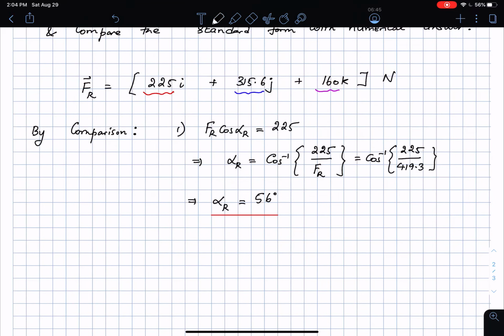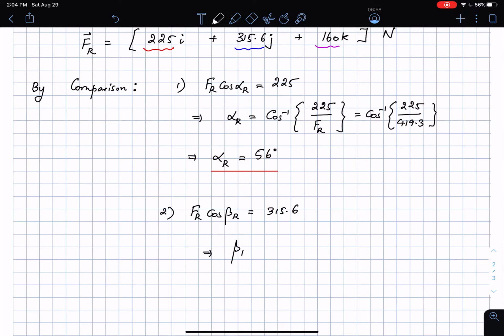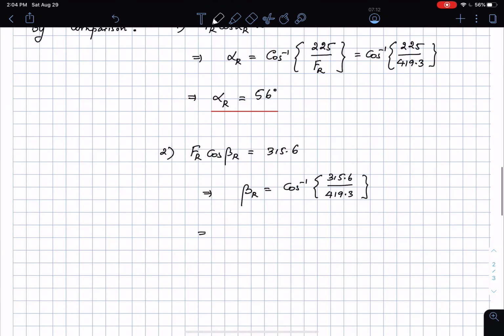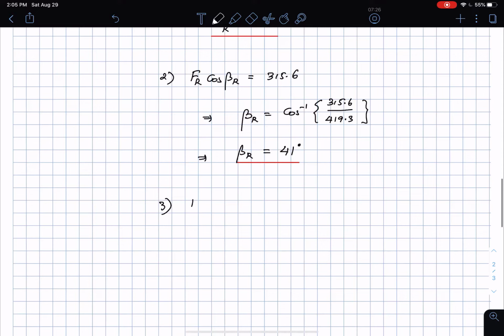And then I do the next comparison. Fr cosine of beta r is equal to 315.6, which tells me that beta r, if I skip a couple of steps, is going to be cosine inverse of 315.6 by the same magnitude, 419.3, or beta r is going to end up being around 41 degrees, approximately. And then lastly I have the third one, which is Fr cosine of gamma r is equal to 160, which implies that gamma r is inverse cosine of 160 by 419.3, which tells me that gamma r is approximately 68 degrees.